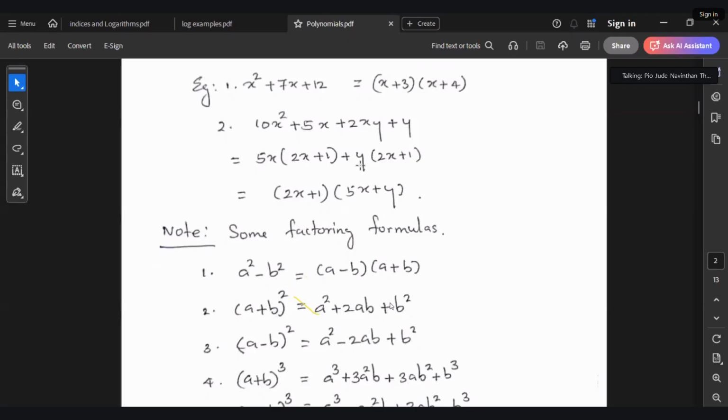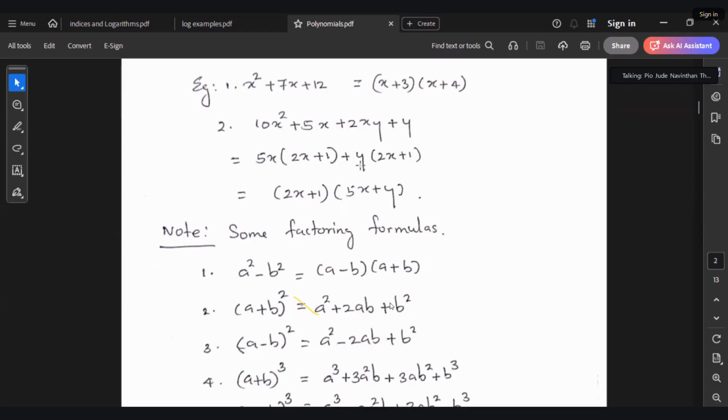But in some cases, we need to apply the existing formulas. There are some formulas we need to apply, and after that, we can find the factorization. What are the existing formulas? A square minus B square. I think you can recall it. Yes, we studied it at all levels, right? A square minus B square is A minus B into A plus B.